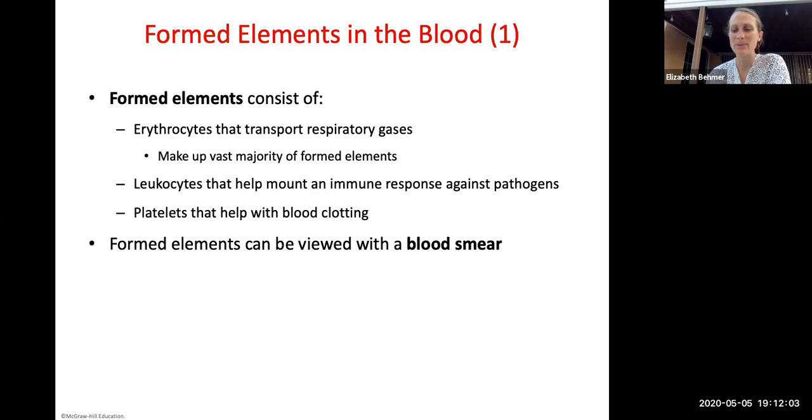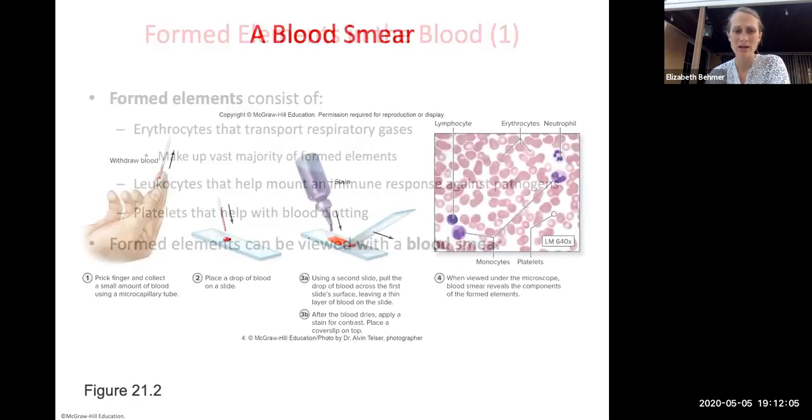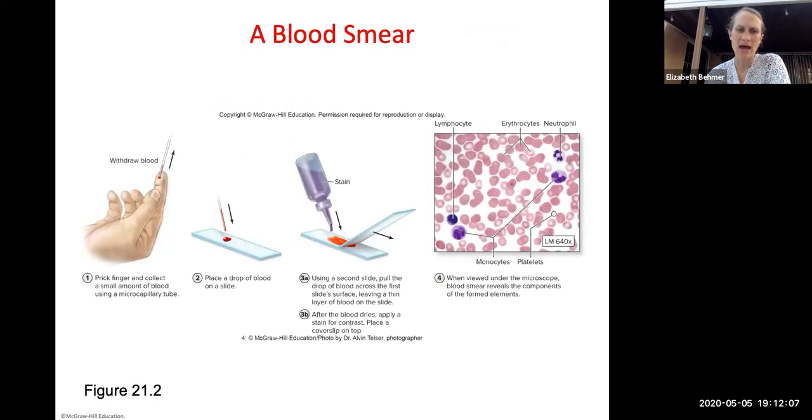The formed elements can be viewed with a blood smear, and this is something we could do in lab. I've done it in other labs, but wouldn't have done this here. You can actually withdraw or prick your own blood, place a sample of it on a slide, use a stain, and then you can look at and see the red blood cells and then the different leukocytes. And you can see the different leukocytes here. You probably recognize a picture like this from when we studied it in histology.